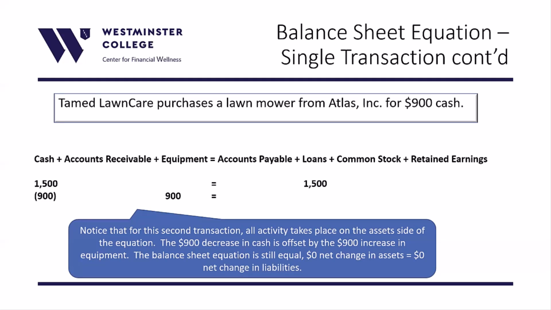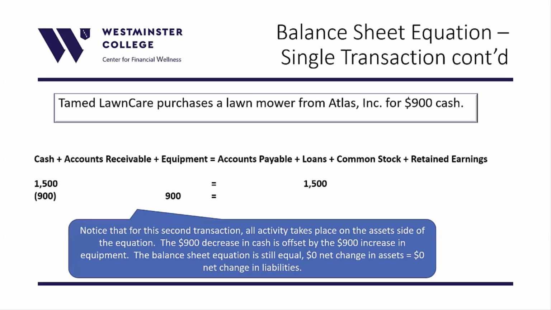All right, so the cash asset is going to decrease by the 900. The equipment asset is going to increase by 900. The net impact of this transaction is 0 on the assets. One is increasing and one is decreasing by the same amount. Okay, so is the balance sheet equation still in balance? The answer is yes, because a 0 net change in assets equals a 0 change in claims.